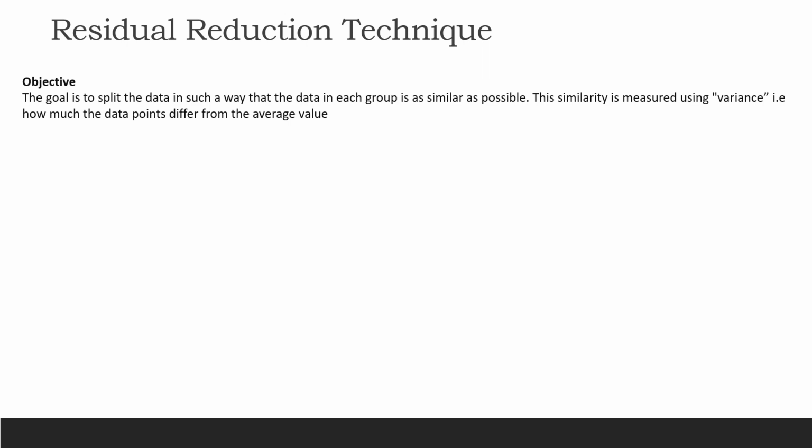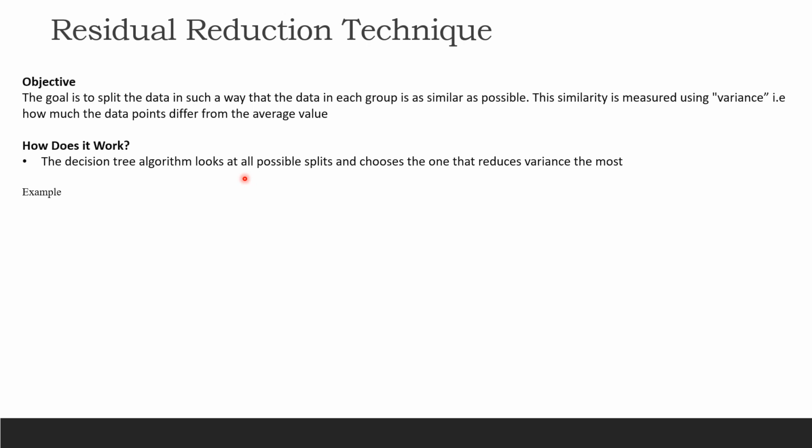So the residual reduction technique, the metric used in the residual reduction technique is variance. So how much the data points differ from the average value. We know what variance is statistically, and now we'll see how this variance is used to get that split, which we did using Gini index and information gain in the categorical data.